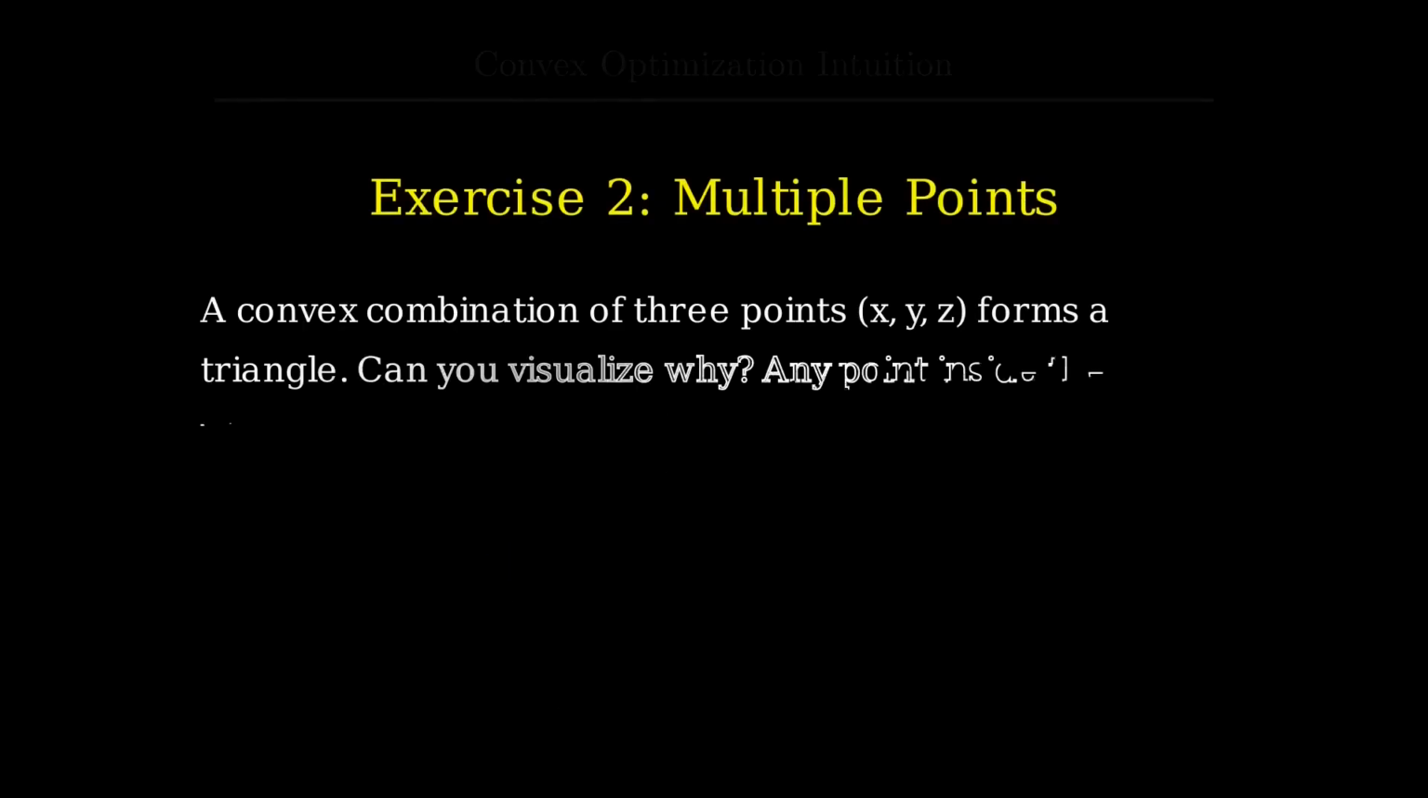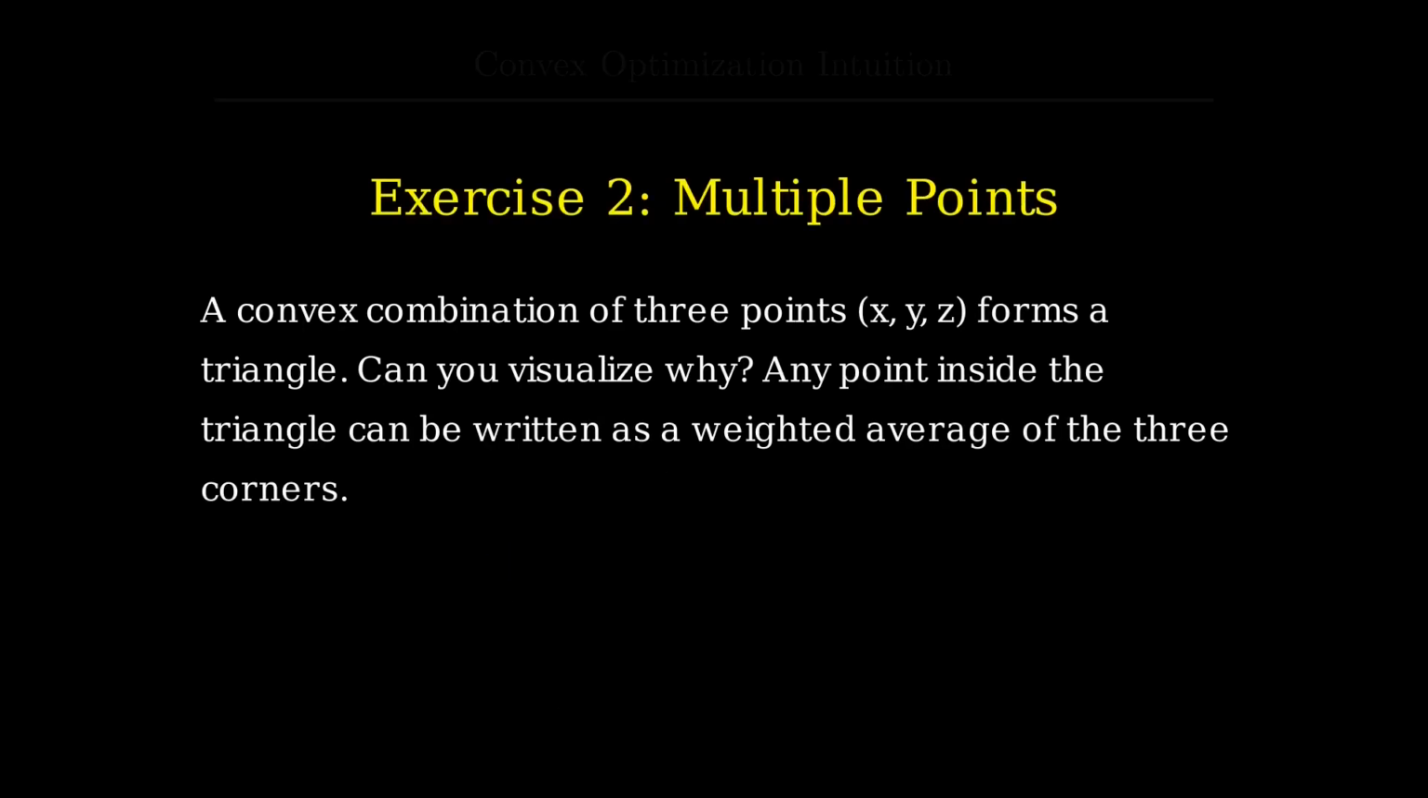A convex combination of 3 points, x, y, z, forms a triangle. Can you visualize why? Any point inside the triangle can be written as a weighted average of the 3 corners. Pause the video and think about this.